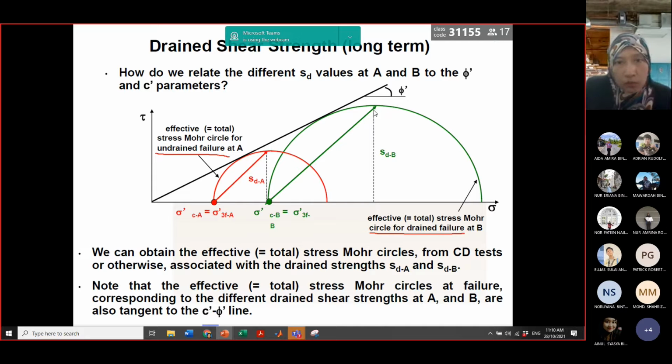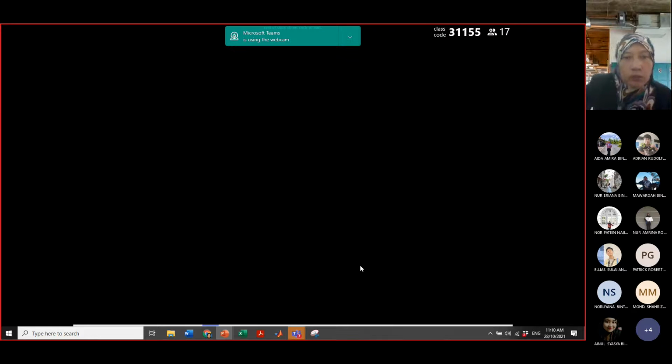Stress path green ni mewakili point B, dan stress path warna merah ni mewakili point A. Tapi kalau you nak tengok mana TSP, mana ESP, dia jatuh pada satu laluan tegasan yang sama. Okay, that's my explanation for this class untuk week 3.